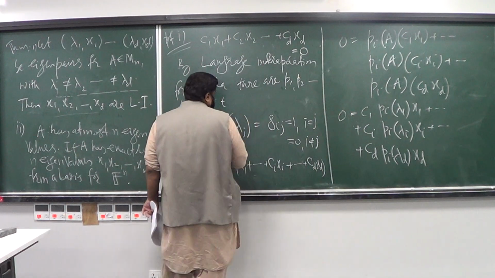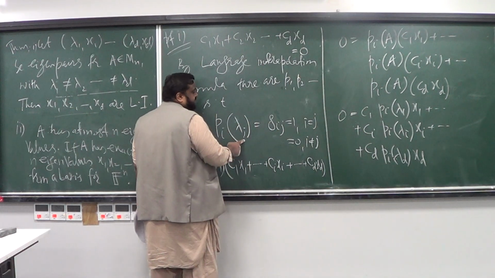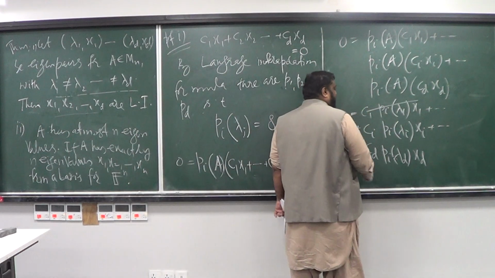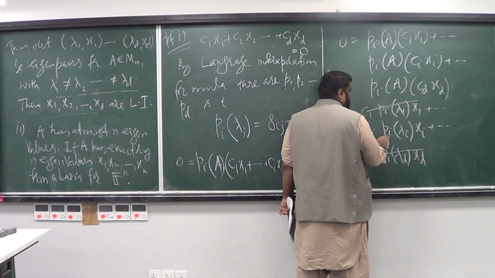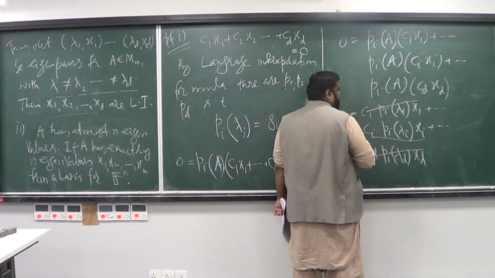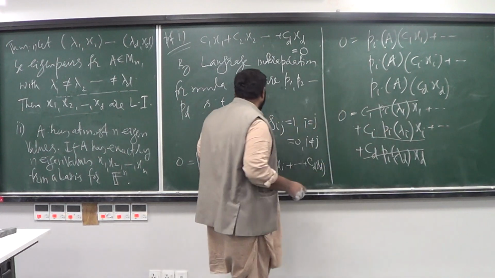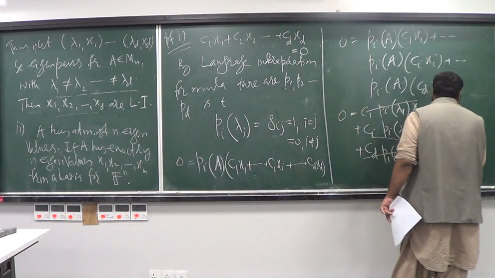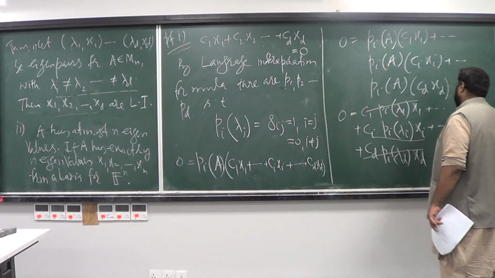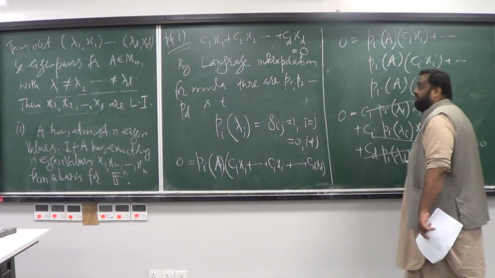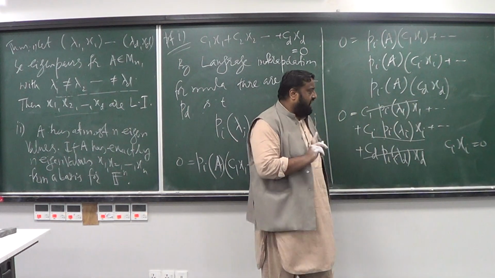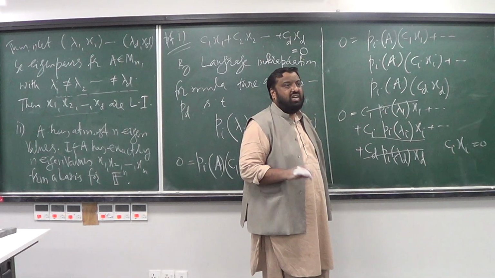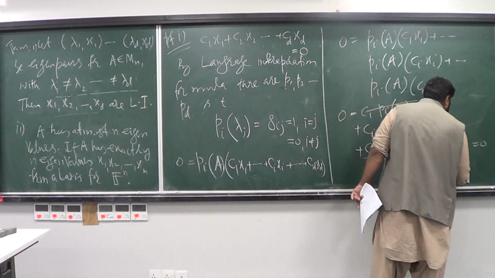Now with this definition, if these two indices are different, then you are getting 0. So all terms will go away except this one term. But Pi of lambda i is equal to 1. So the only term that will survive is ci xi equal to 0. Now, xi is an eigenvector, so xi can't be 0. This means that ci must be 0.